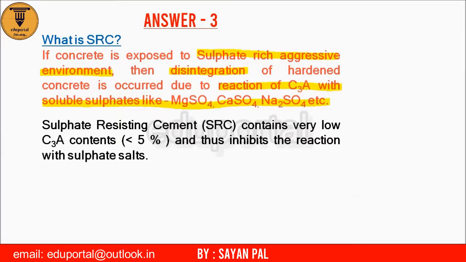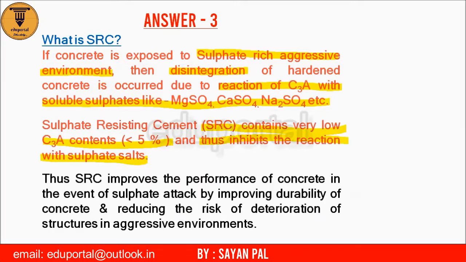So to prevent that, we need to restrict the amount of C3A, that is, sulfate resisting cement contains very low C3A, less than 5%. What it does is inhibit the reaction of C3A with the sulfate salt, and thus it improves the performance. So SRC improves the durability of concrete and reduces the risk of deterioration by preventing the reaction of C3A with the sulfate salts.